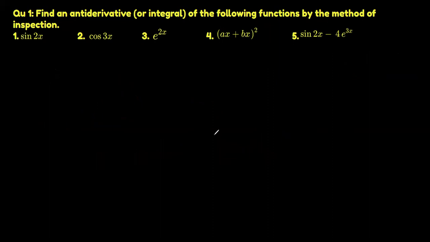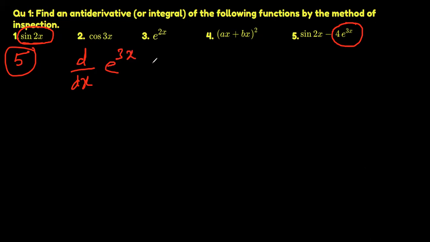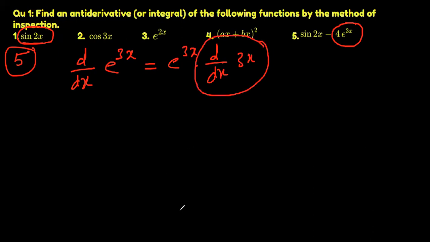All right, let's take the fifth question now. Question number five is sine 2x, which we have done already, right? This part we have done already. And the second part, 4e to power 3x. For e to power 3x, we know the derivative of e to power 3x is e to power 3x only. Since 3x is a function of x, you differentiate 3x once again. So this is into the derivative of 3x. But dy dx of 3x is 3, so we write into 3.